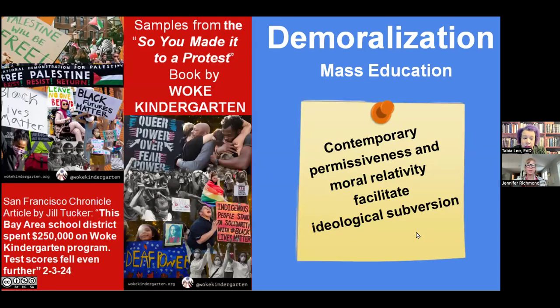Another example, people say, this isn't really in schools. It's not happening. We don't teach these things. Well, here's from an exposé from Jill Tucker in the San Francisco Chronicle. This is a book that's read to kindergarten students called So You Made It to a Protest. If you're wondering how all of our students are learning how to protest and how to walk out of their classrooms, they're actually being read books about how to make it to a protest and what they should see.